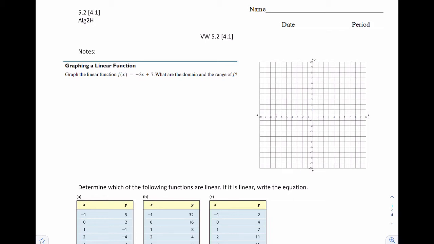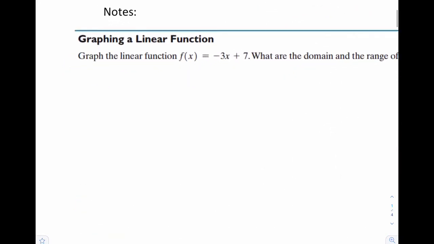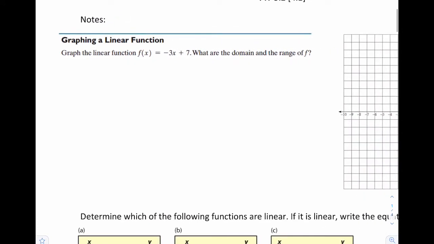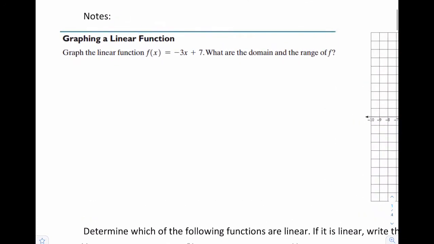Welcome to VW 5.2. Today's going to be a pretty quick video, pretty quick lesson, so I'm not expecting this to take very long. Notice how it says graphing a linear function, so you've done this for quite a while now. Graph the linear function, find the domain and range.